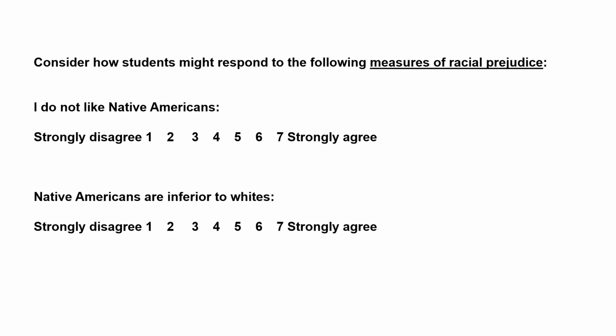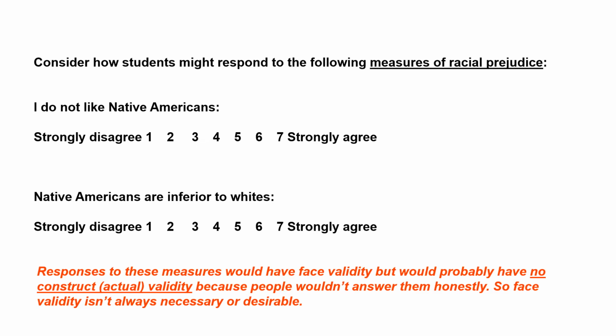If somebody answered they strongly agree with both of these, then that would be a very big indication that they have a strong racial prejudice. If somebody answered one with both of these, it should be that they have a very low racial prejudice, correct? That's actually not the way it works out. The problem is even though these measures have high face validity, they would likely have no actual construct validity because with these types of questions people rarely answer honestly.